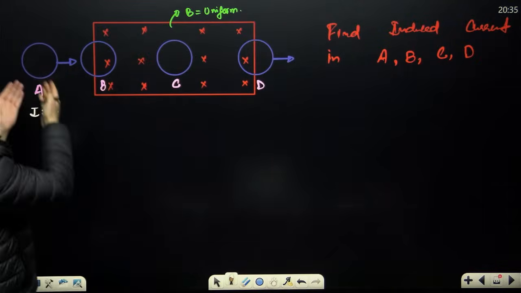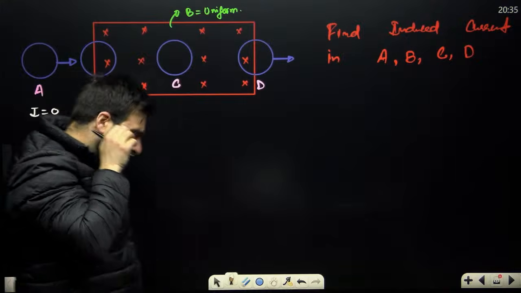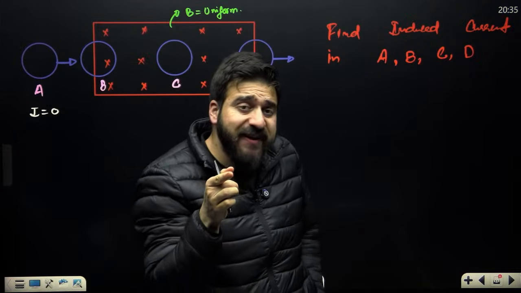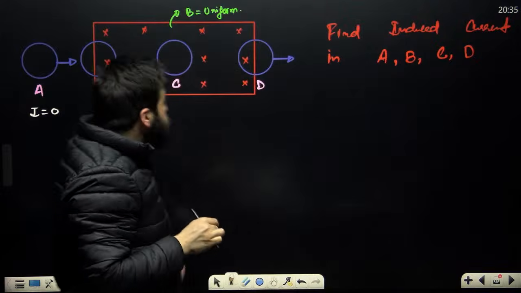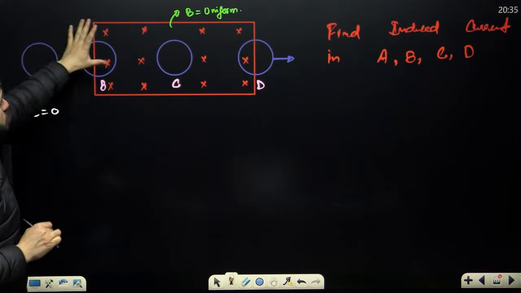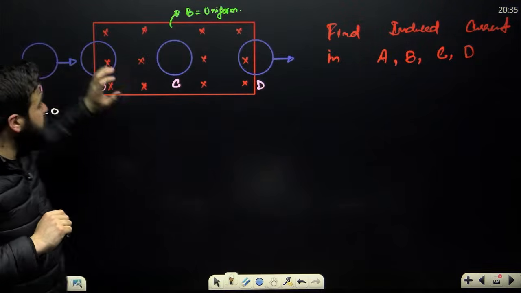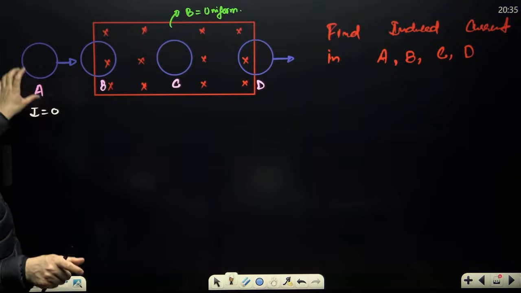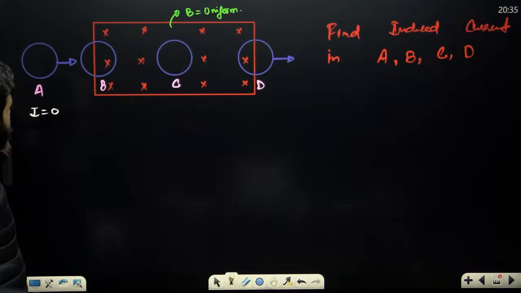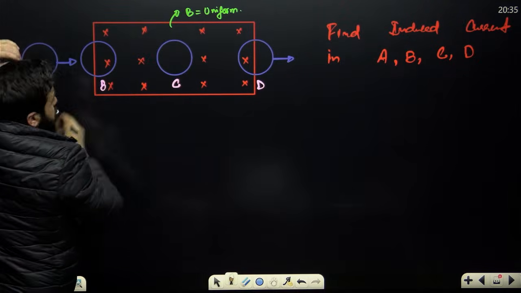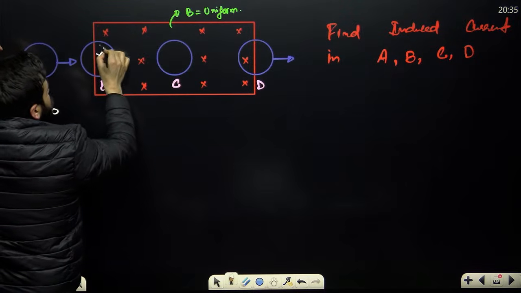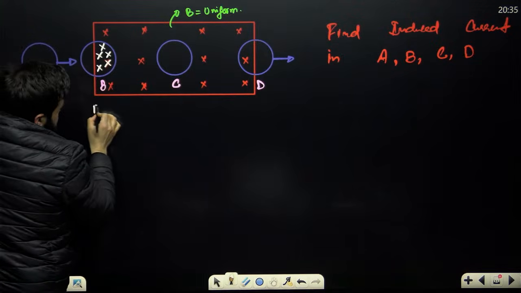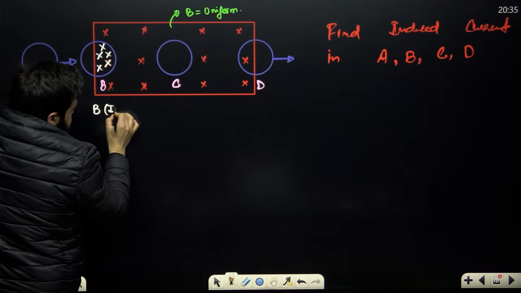Why? Because no magnetic field is crossing the loop. Current is only produced in the loop when the magnetic field through the loop changes. There is no magnetic field outside of this region. If there is no magnetic field present outside of this region, can we expect that current should flow in the loop? No. While the loop is going in, as the loop keeps on going inside the region, the magnetic field increases. Here magnetic field increases, B increases.